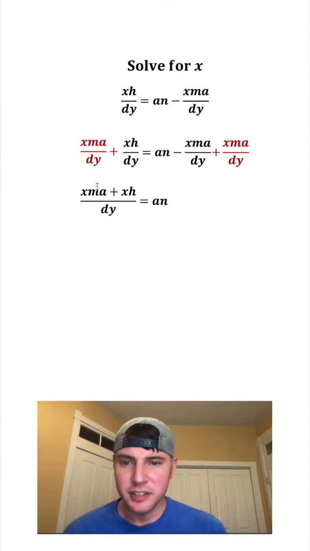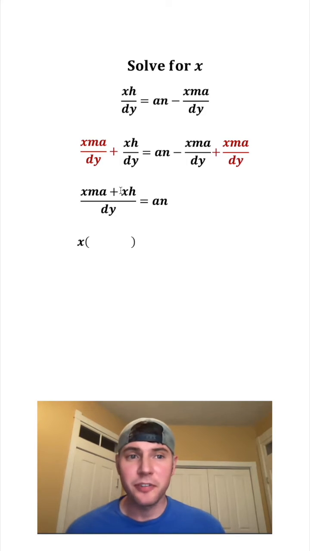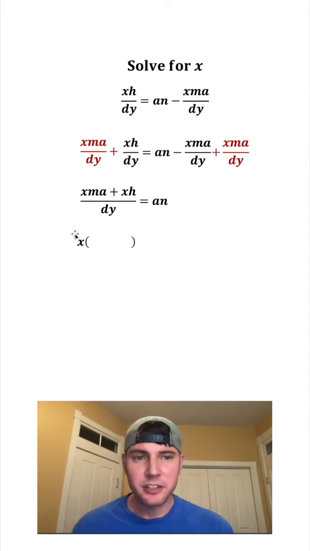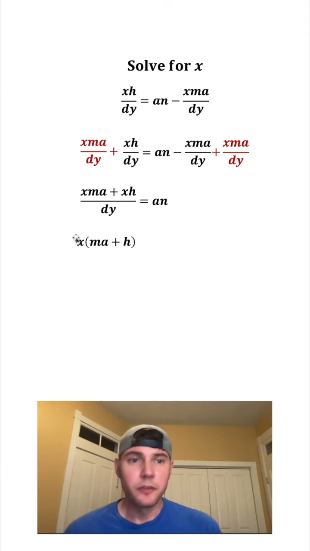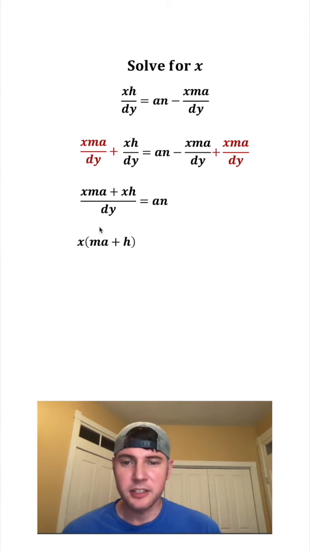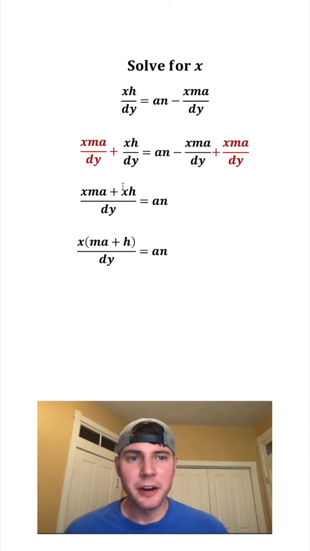Back to the left-hand side, there's two terms in the numerator. They have a common factor of x, so I'm going to factor that x out. So then we ask ourselves, x times what gives us xma? Well, that's ma, plus, and then x times what gives us xh? Well, that's h. So if you think backwards, if we were to distribute this, x times ma gives us the xma, and x times h gives us the xh. And then we can bring everything else down.